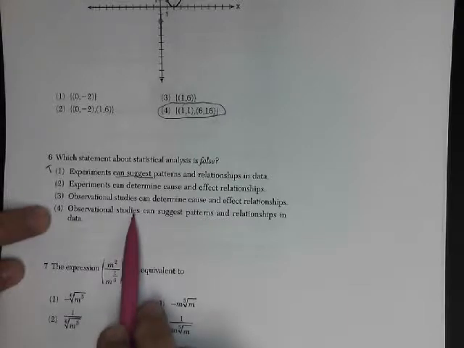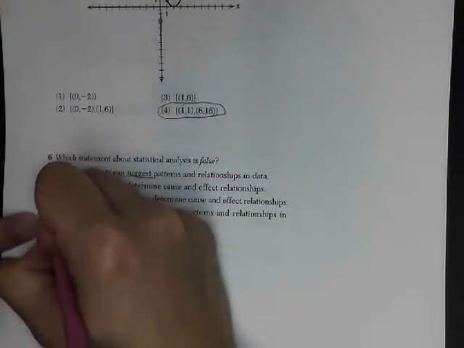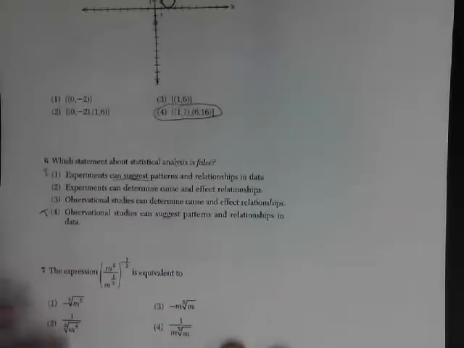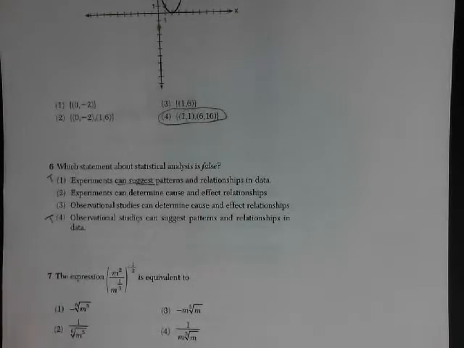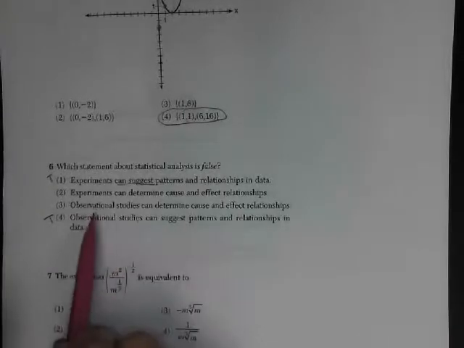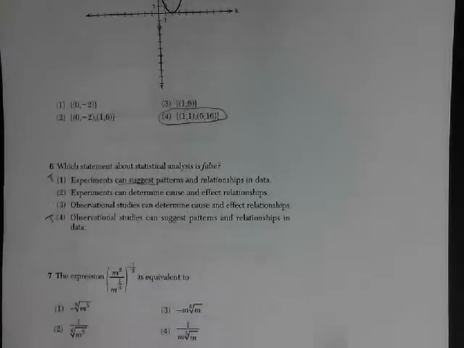And 4 as well. Observational studies can suggest patterns. True. Okay? Experiments can determine cause and effect versus observational studies can determine cause and effect. And unfortunately, with observational studies, we don't control everything. So there could be some coincidental things happening that make it seem like it's a cause and effect relationship when really there's other variables at work.